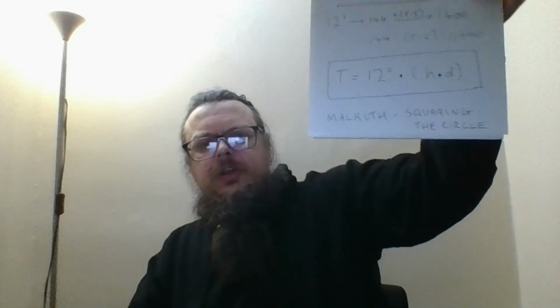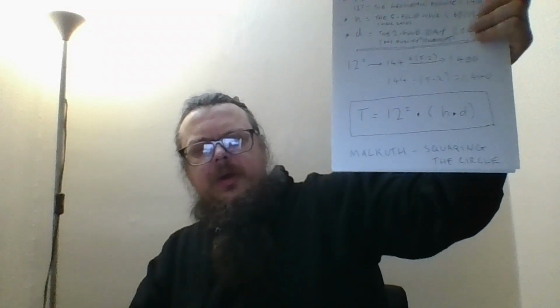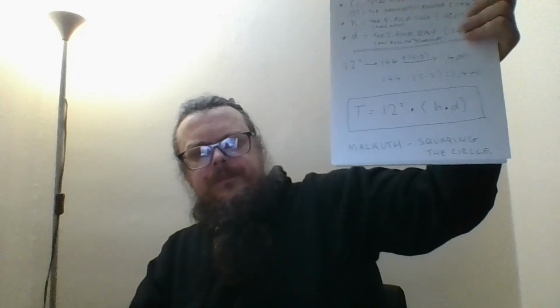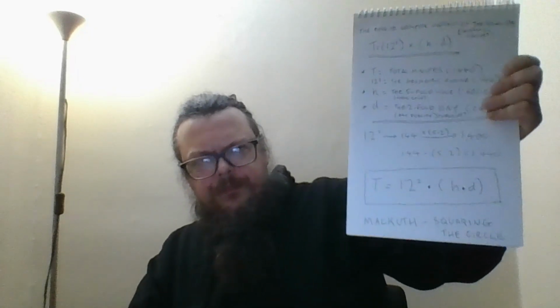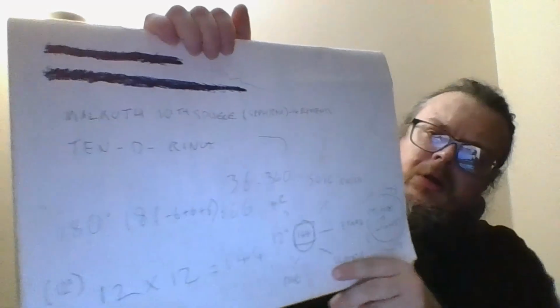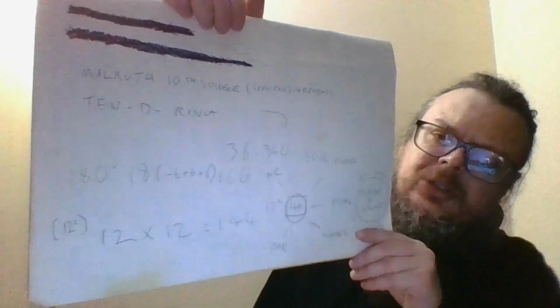Malkuth, square in the circle. T equals 12 squared times HD. Right, I'll show you how we got there. It starts in Malkuth, the 10th sphere, but we'll get back to that.